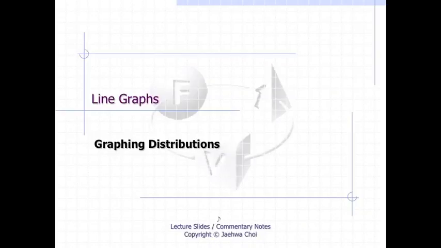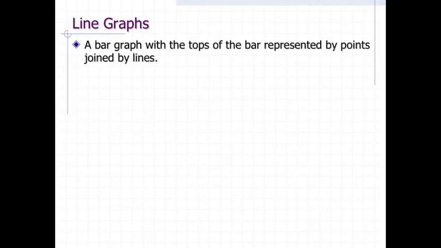Line graphs. A line graph is a bar graph with the tops of the bars represented by points joined by lines. The rest of the bar is hidden.